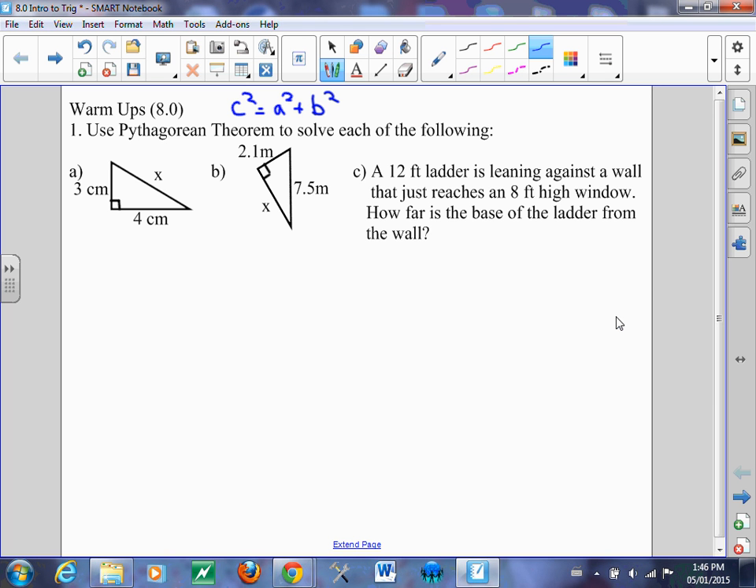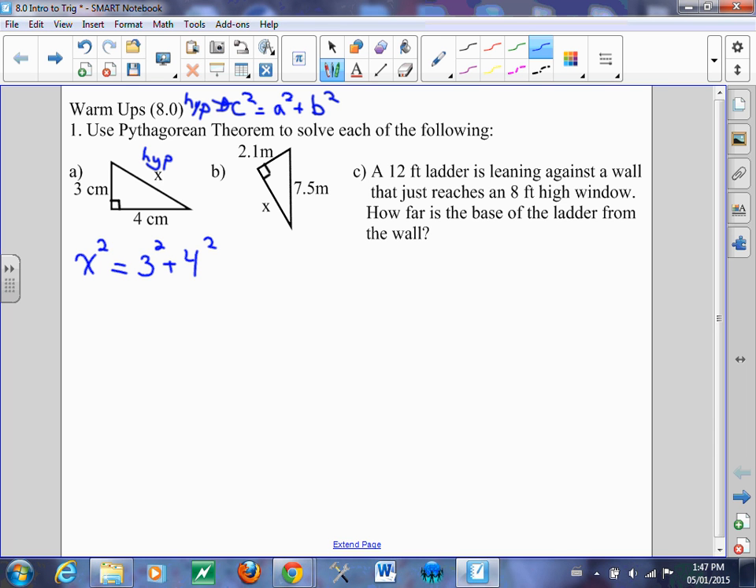Okay, let's take a look at the first example here, folks. Now, Pythagorean theorem is based on the largest side, which we call the hypotenuse, which is c. So in example A, the hypotenuse is the largest side. That's what we're trying to find. So we're going to put down x squared, which is really c squared, equals, it doesn't matter which one you put down first, 3 squared plus 4 squared.